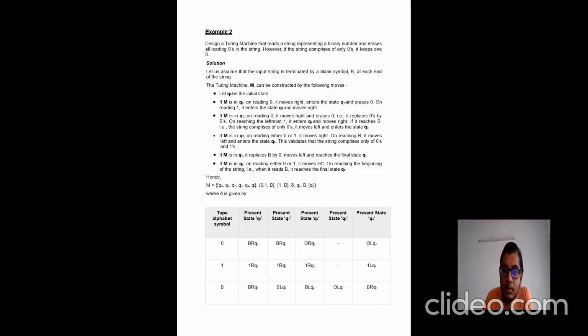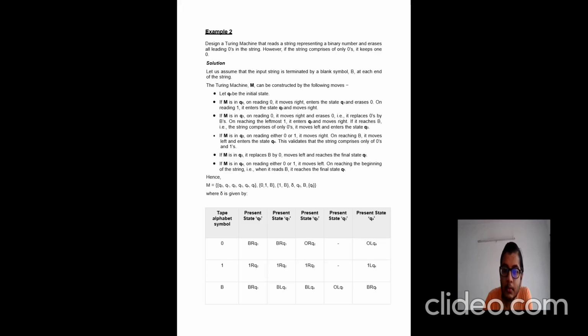Solution. Let us assume that the input string is terminated by a blank symbol b at each end of the string. The Turing machine M can be constructed by the following moves. Let Q0 be the initial state. If M is in Q0, on reading 0 it moves right, enters the state Q1 and erases 0. On reading 1 it enters Q2 and moves right.